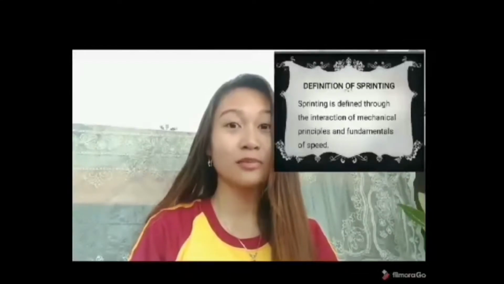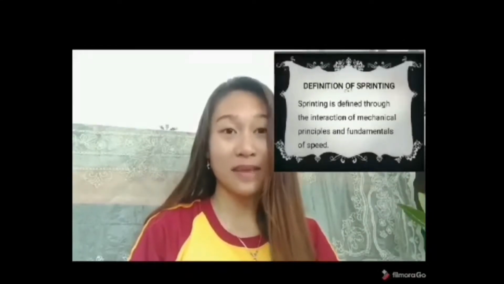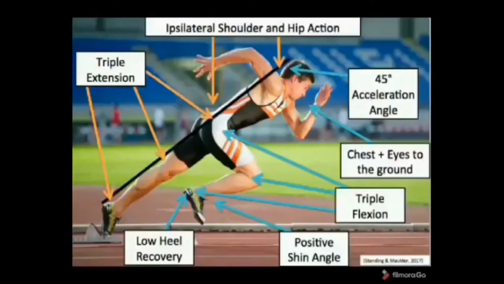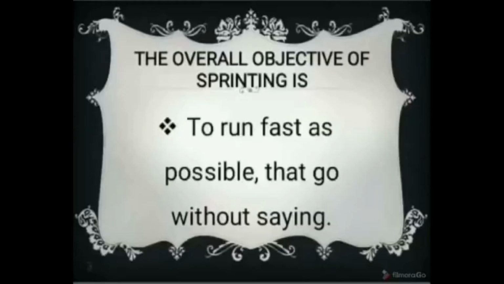Direction of mechanical principles and fundamentals of speed. So this is an example picture of a man doing sprinting. As you can see, sprinting is not flat or level. The hips should raise and lower. Its overall objective is to run as fast as possible, needless to say.